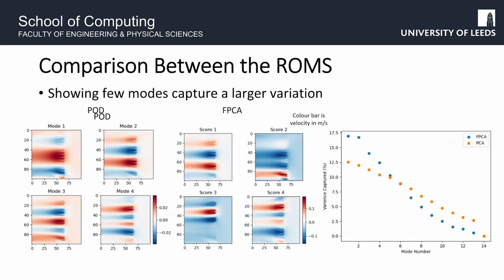So from early on in my project, I did some flow past an obstacle. And these are the modes you get from POD and FPCA. You can see they start off kind of similar, but then start varying. And here I plotted the variance captured with each mode. So when you look at the first mode, with the blue being FPCA, around 17.5% is captured, but it's 12.5% captured here. And as you go across, the top 4 modes of FPCA capture more variation in the data than similarly it does with POD.